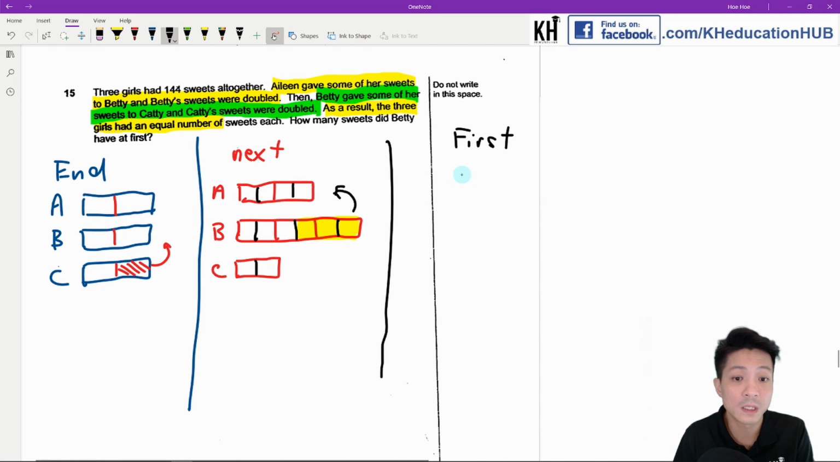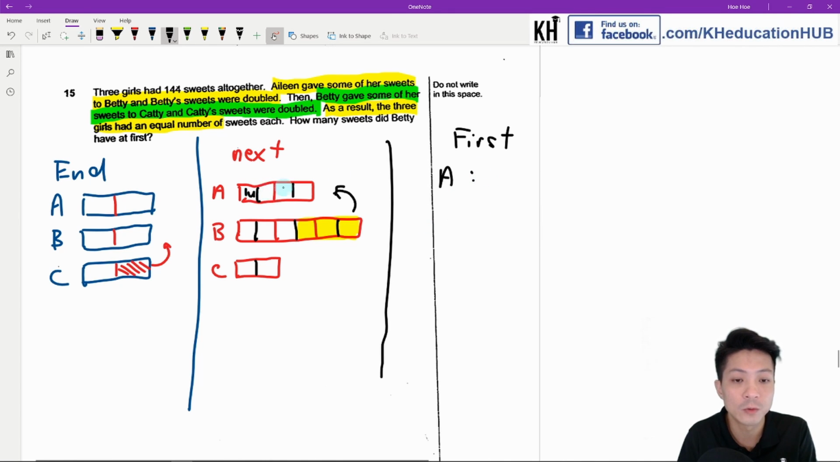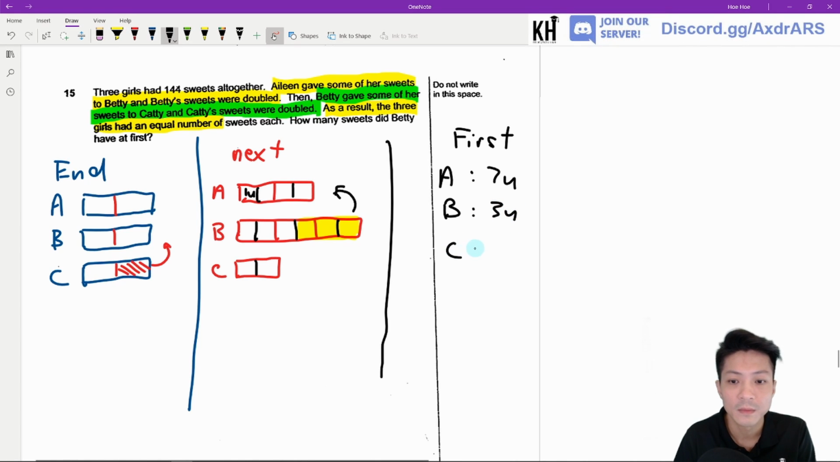Okay, so I'm not gonna draw the model anymore because drawing the model is very time consuming. So I'm gonna treat this as the 1 unit. Aileen will have 1, 2, 3, 4, 5, 6, 7 units. Betty will have 3 units. Katie will have 2 units.